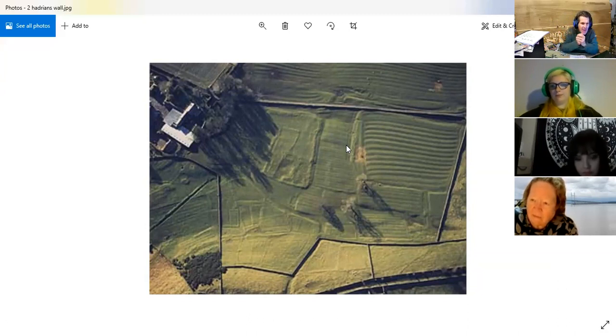And actually, by looking at aerial photography, you can see so much more than you can see on the ground. If you go to Hadrian's Wall, you just see a bloody wall. That's it. Well, actually, that's not fair. But there's so much around there that's multifaceted.